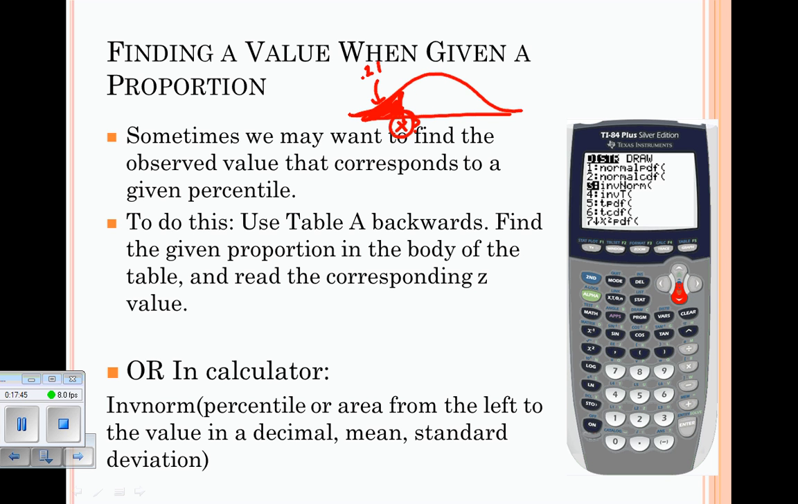Then we're going to have to either go to Table A and go backwards, so find the given proportion in the table and then go and find the corresponding z value, and that's just fine. Or in your calculator, you can do the inverse norm. So in the inverse norm, you put that percentile, or the area under from the left, as a decimal. Make sure you write it as the decimal, okay? Then the mean, then the standard deviation, and it will tell you what that value would represent.